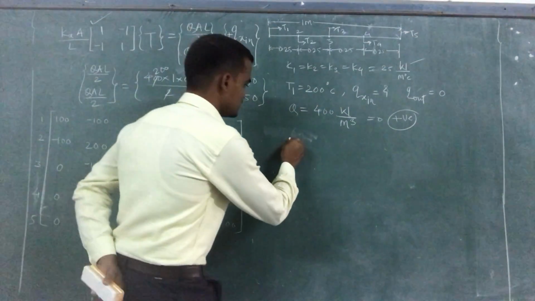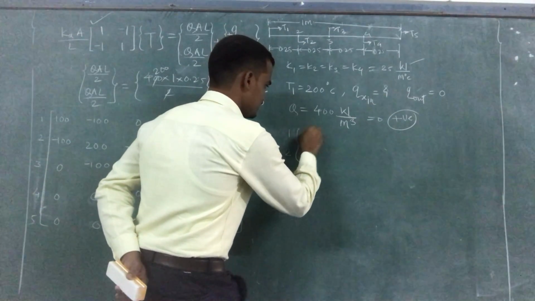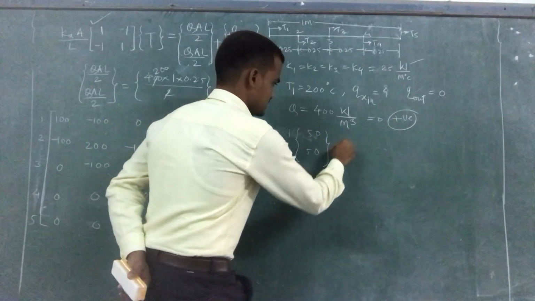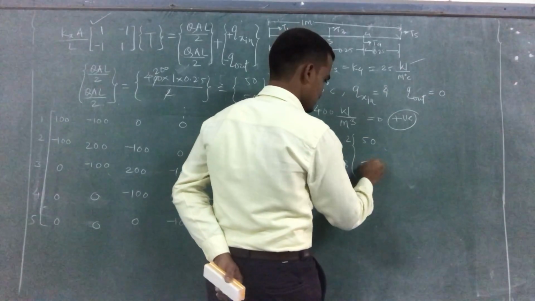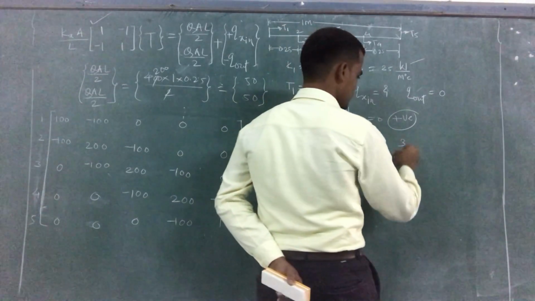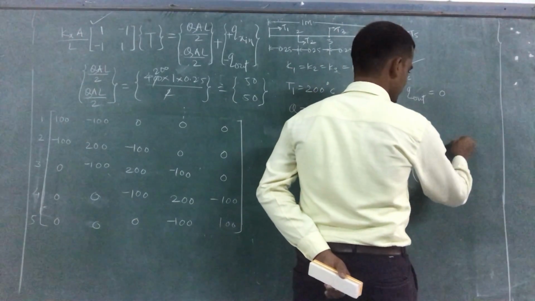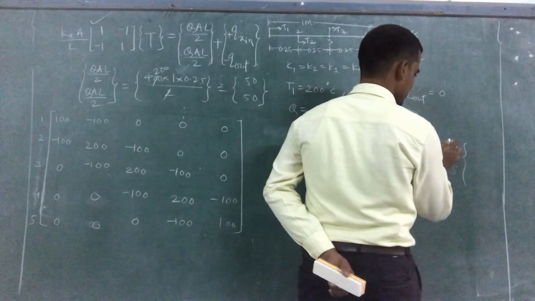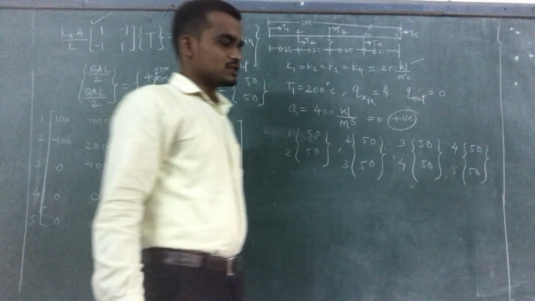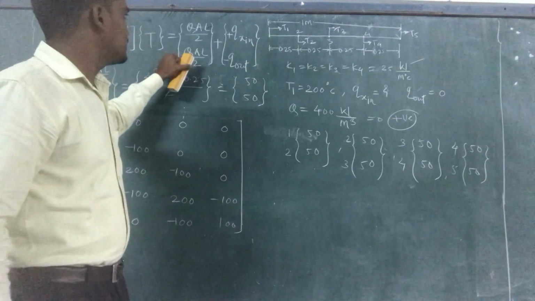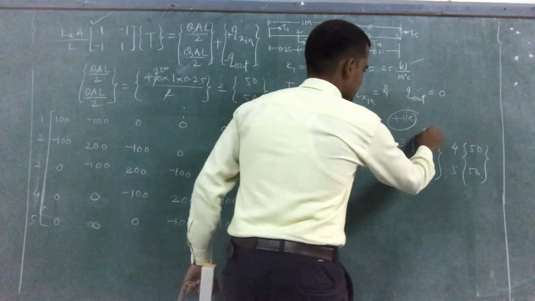So for first element, the connectivity is between 1 and 2. So this will become equal to 50, 50. Similarly, for second element, between 2 and 3, it will become 50 and 50. For third element, between 3 and 4, 50, 50. And similarly for fourth element, between 4th and 5th, connectivity is in between 4 and 5. So it will be written as 50, 50. Okay. So in this way, you will get the load vector due to the heat generation for each element. This is first element, second element, third element and fourth element.